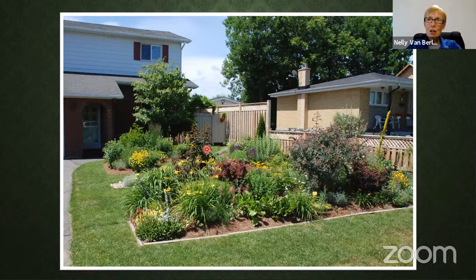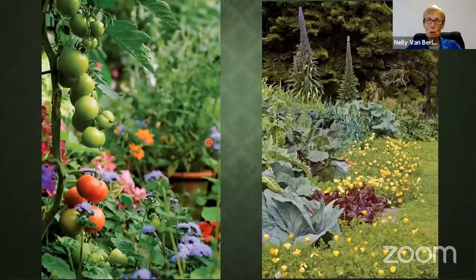And there's nothing saying that your design can't include some edibles in with your ornamentals. So we've got our tomatoes in here with the flowers, and we've got cabbages and lettuce and other brassicas looking just perfectly lovely there, in with your mixed border of flowers. So you can have it all.